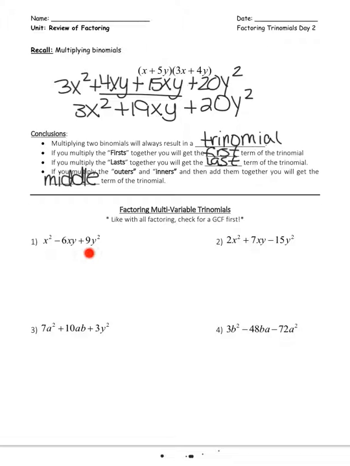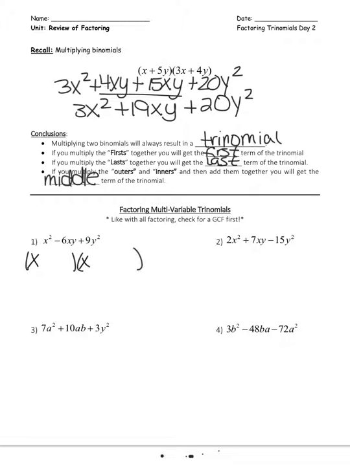So let's see if we can apply this to factor these trinomials. We have this example here, number 1, x squared minus 6xy plus 9y squared. Is there a number or letter that I can divide all terms by? Is there a GCF? I don't see one, so we're going to go straight to guess and test. What times what in the first spots of the parentheses will give me x squared? You should be telling me x and x.